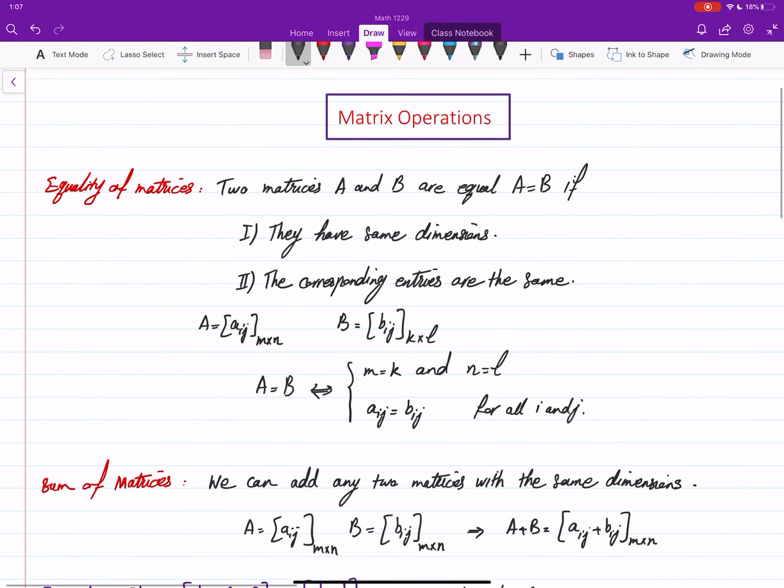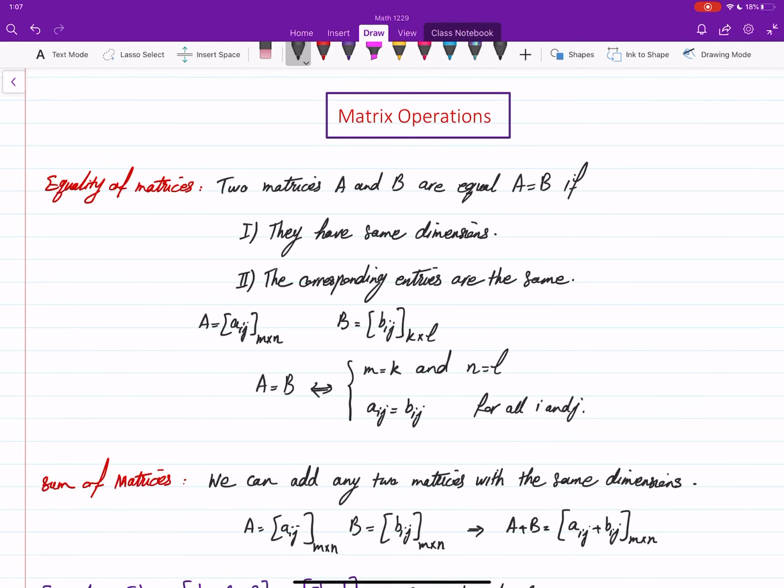We have more things to add to this. One thing is called transpose, and another thing is matrix multiplication, which we will learn in the next videos.